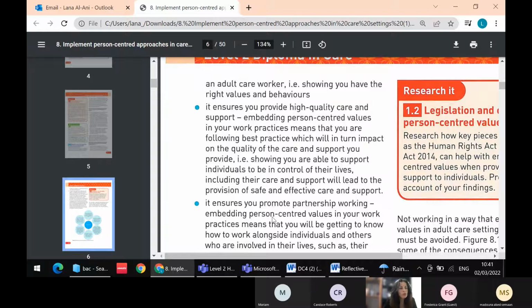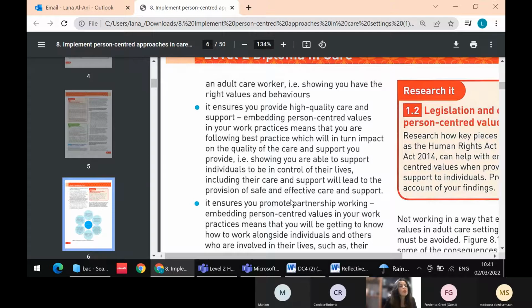So what does that mean? When we use person-centered values in our work, that will be the best practice. That means we are following the best practice, which will in turn impact on the quality of care we provide. So, for example, I have a client, and if I'm following exactly his wishes, his preferences, whatever he needs, what he would like to eat, to drink, where he wants to go, all this, if I'm following it well, that means I'm following the best practice in my work.